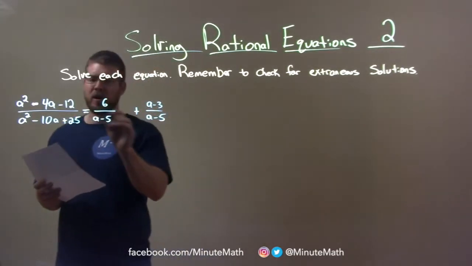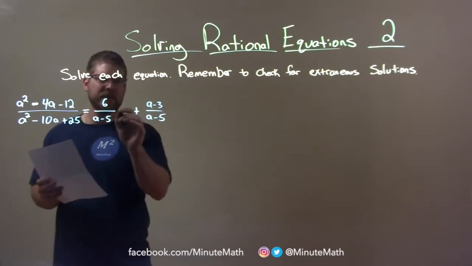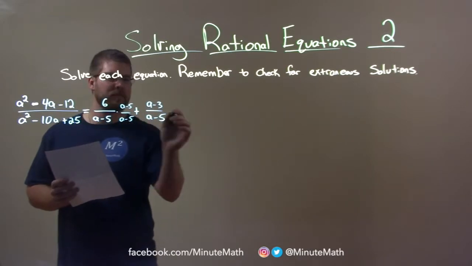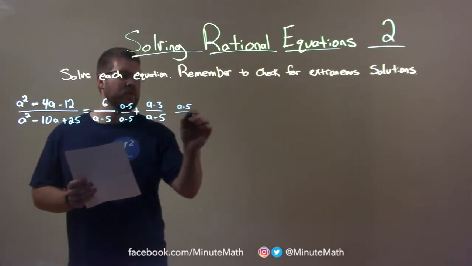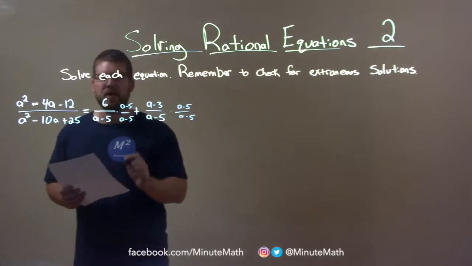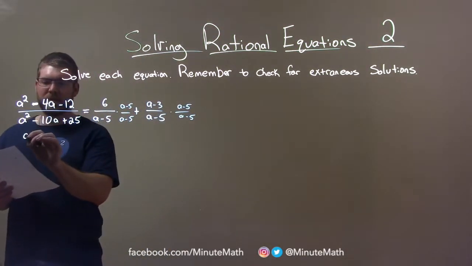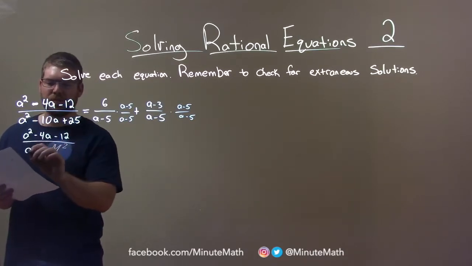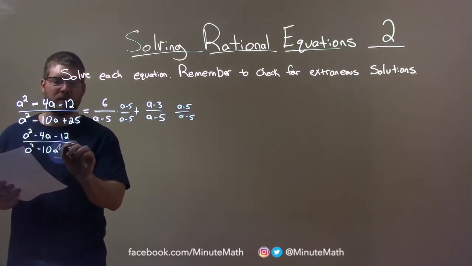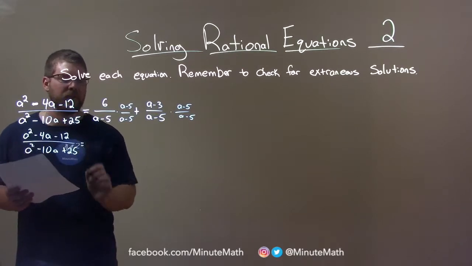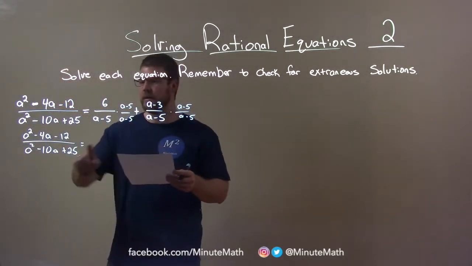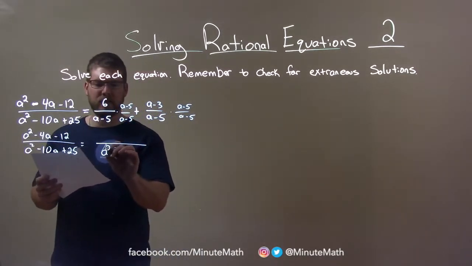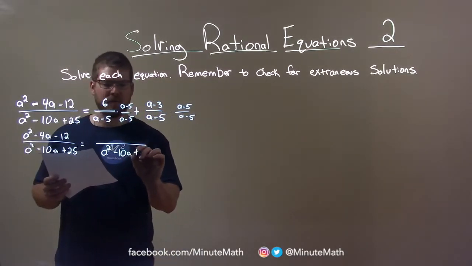I'm just going to make it all the same denominator. Eventually we'll cancel. But if I do this, multiply by a minus 5 over a minus 5 times a minus 5 over a minus 5. What we have is, keep this thing the same on the left, a squared minus 4a minus 12 over a squared minus 10a plus 25. Here, I know that denominator is going to be the same when I multiply that out, so this whole thing is going to have that same denominator, a squared minus 10a plus 25.